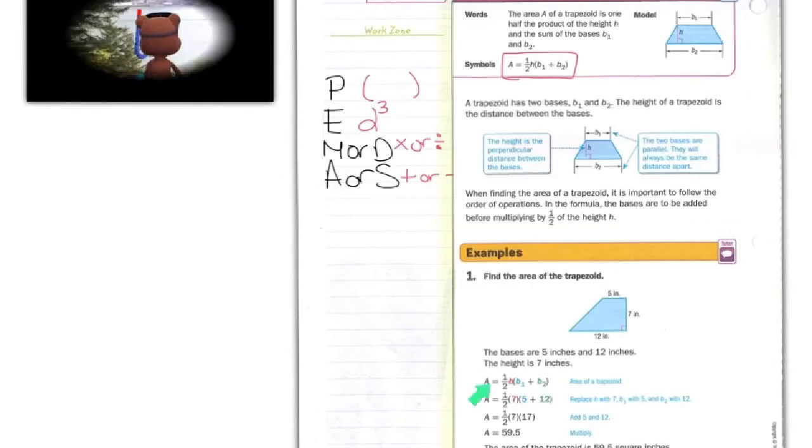So we would write area equals 1/2 times the height times B1 plus B2. So B1 plus B2 is 5 plus 12. The height is 7, and then we multiply by 1/2. So here we have 1/2 times 7 times 17, where we got 17 by adding 5 plus 12.